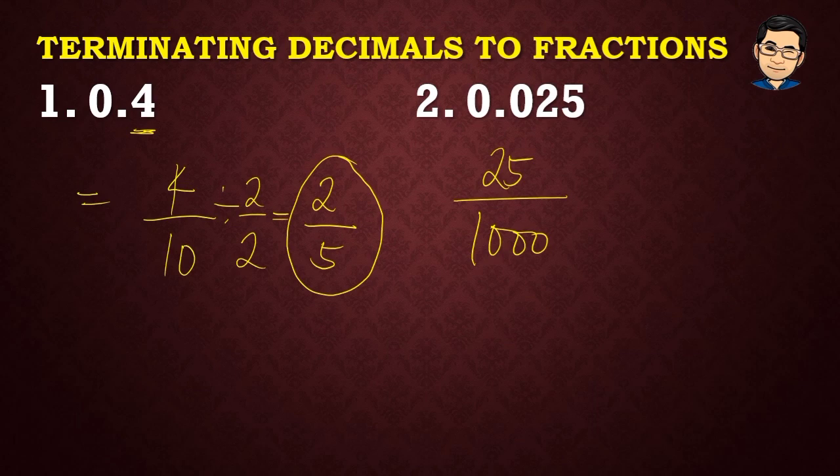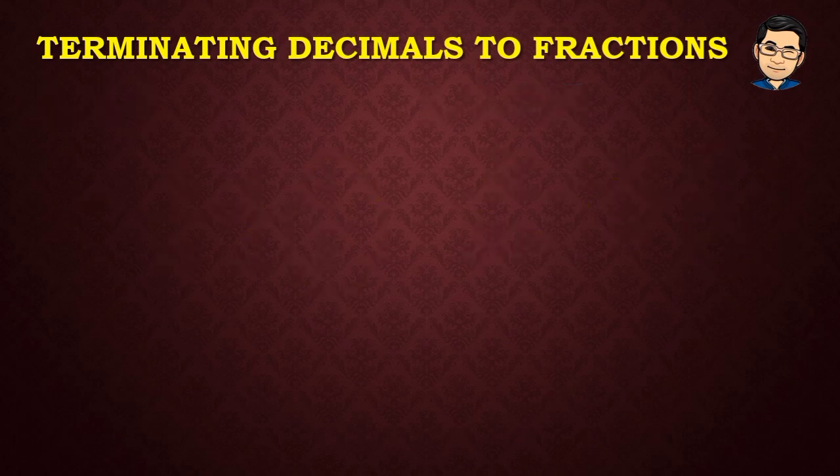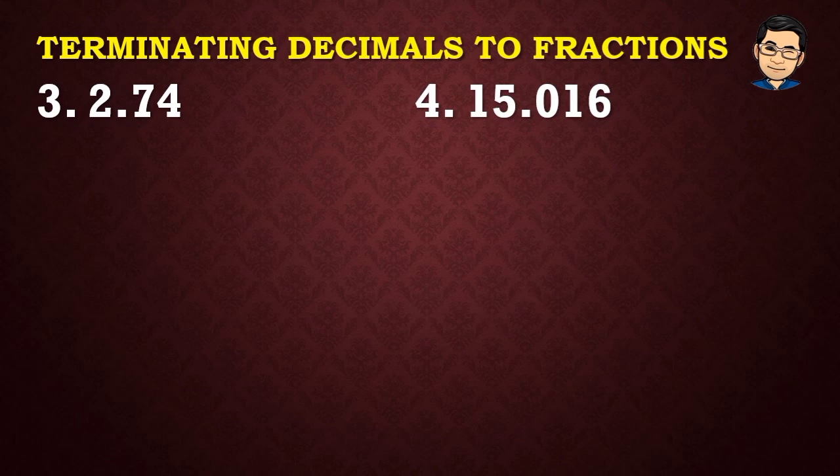Now, what is the common factor of 25 and 1,000? That is 25. So, divide natin 25 to both numerator and denominator. So, 25 divided by 25, that is 1 over 1,000 divided by 25, that is 40. So, ito yung equivalent fractions niya ng 0.025 or 25 thousandths.